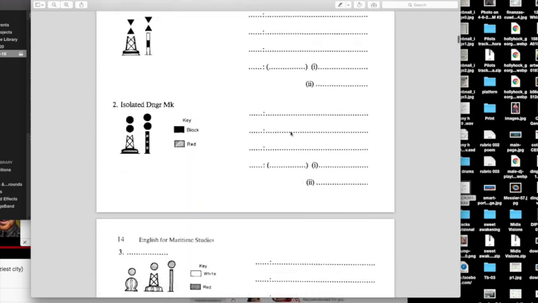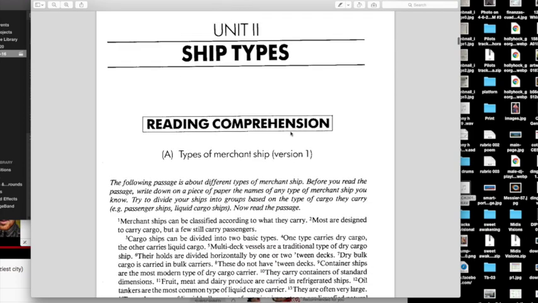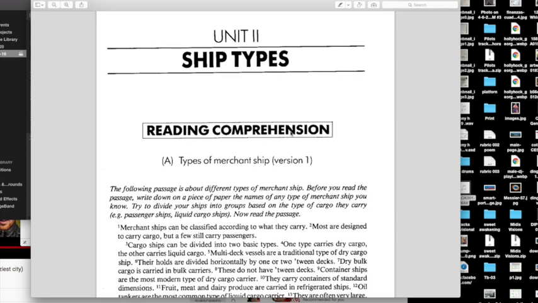So here, ship types of vessels, focusing on merchant ships. You're going to be working mostly with merchant ships, probably cruises as well. Here you have to complete this chart: types of dry cargo, passengers, and so on. You can complete this very easily. All the info is in the text.